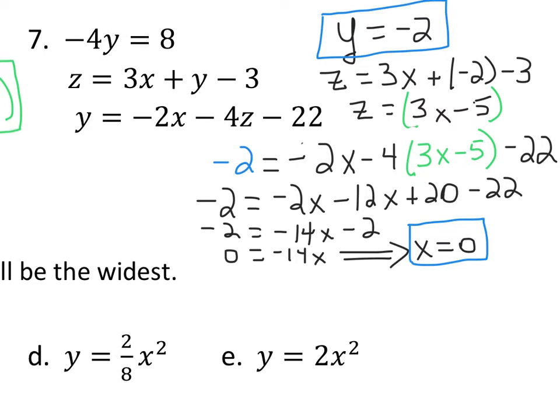All right, so far I've solved for y and x, and now the last thing I need to do is solve for z. So I'm going to take the y that I found, the -2, and the x that I found, 0, and I'm going to plug that into the middle equation, z equals 3x plus y minus 3, and I'm going to solve for z.